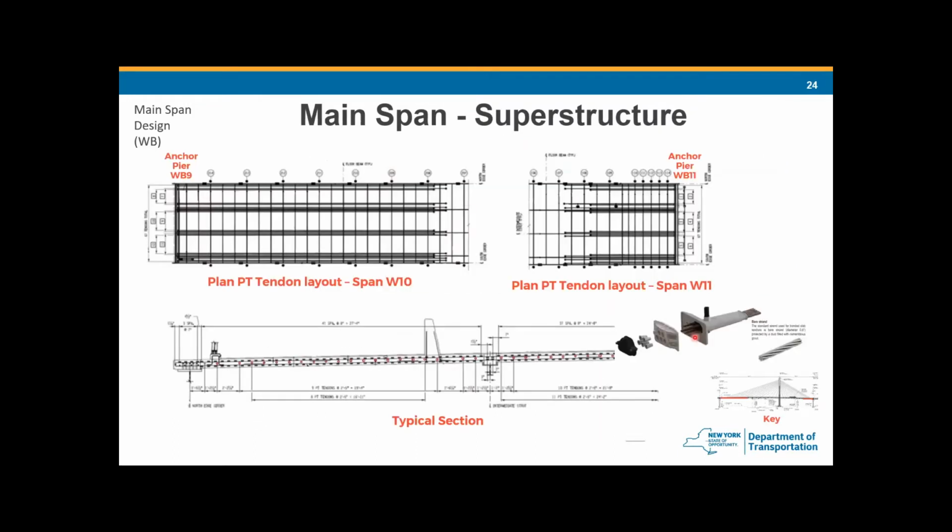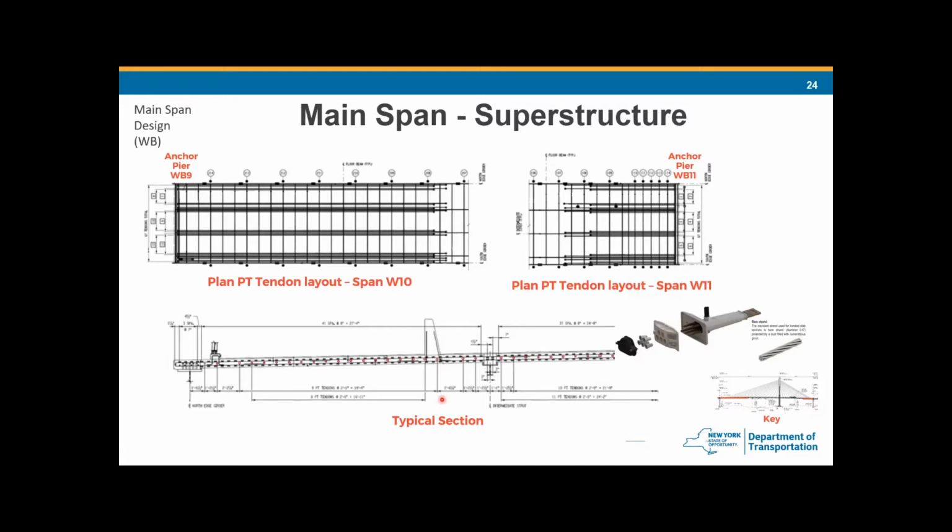And to accommodate the tension in the deck near the anchor piers WB9 and WB11, we designed and installed 65 longitudinal post-tensioning tendons inside of the deck. And this is the location of the longitudinal tendons. This is the WB9 pier, and this is the WB11 pier.